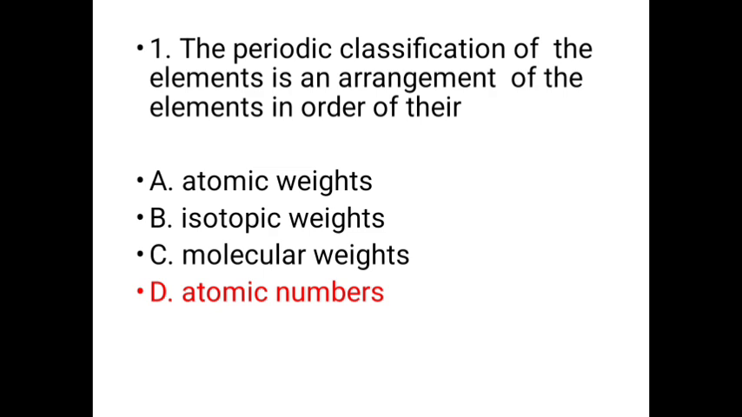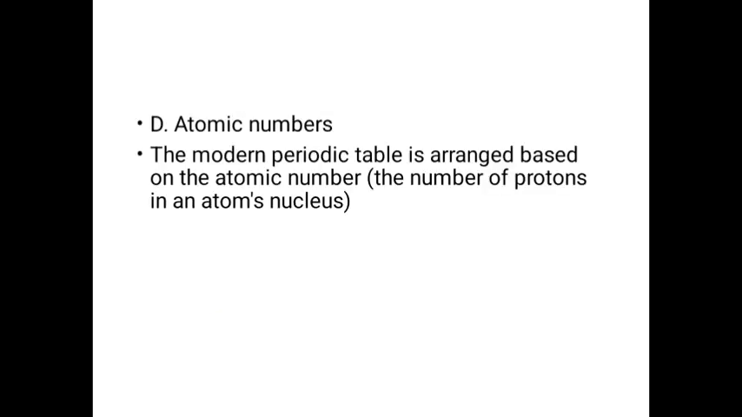The correct answer is atomic numbers. So atomic number is also known as the number of protons in an atom, and the modern periodic table is arranged based on the atomic numbers.